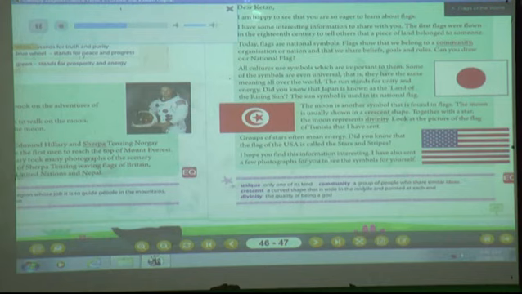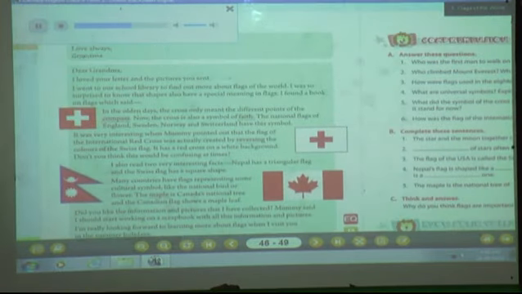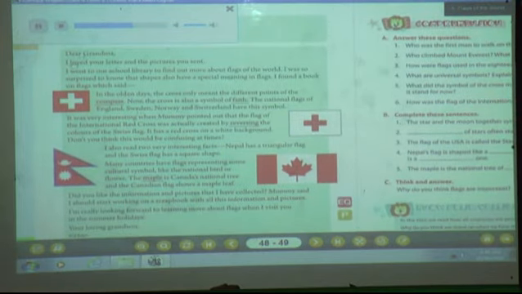I hope you find this information interesting. I have also sent a few photographs for you to see the symbols for yourself. Do write to let me know what you think. Love always, Grandma. Dear Grandma, I loved your letter and the pictures you sent.